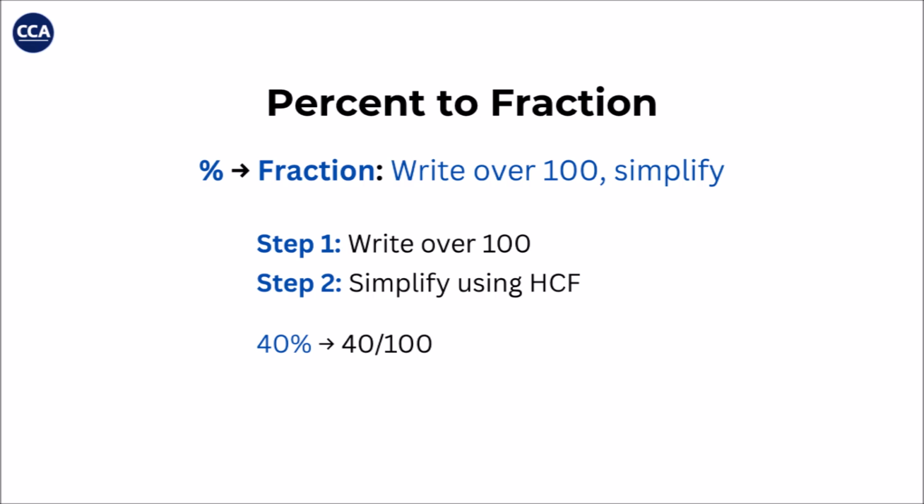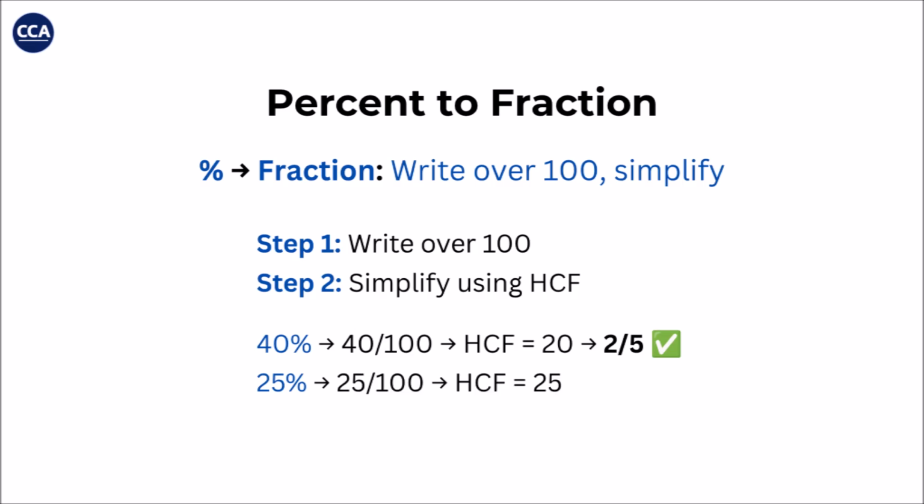Step 1. 40 over 100. Step 2. Simplify. The highest common factor of 40 and 100 is 20. 40 divided by 20 equals 2. 100 divided by 20 equals 5. Simplified fraction is 2 over 5. So, 40% equals 2 over 5. Let's try 25%. 25 over 100. HCF is 25. 25 divided by 25 equals 1. 100 divided by 25 equals 4. 25% equals 1 over 4.